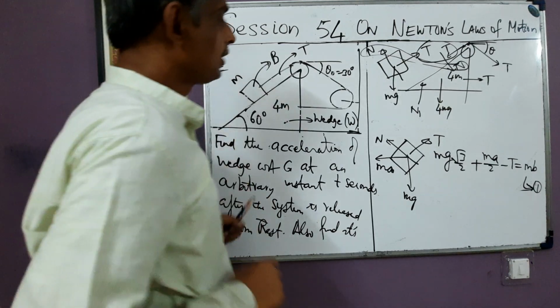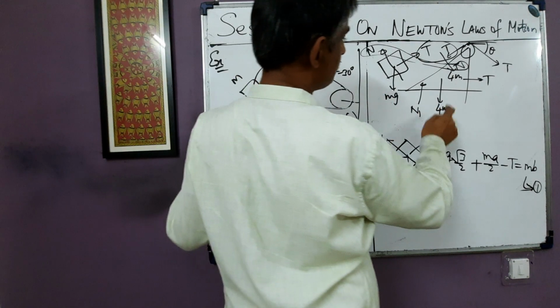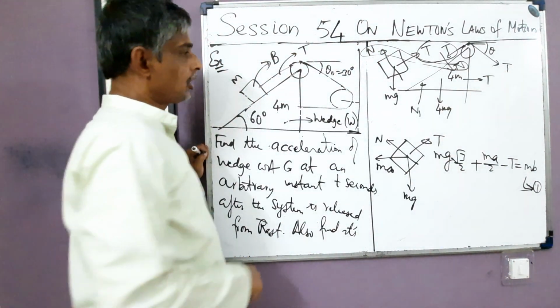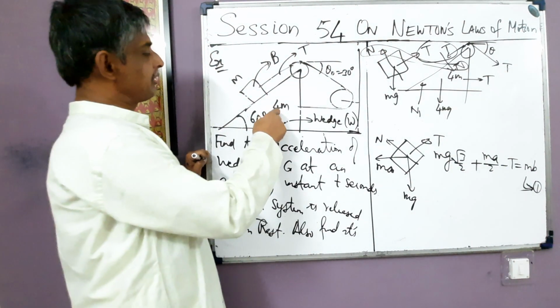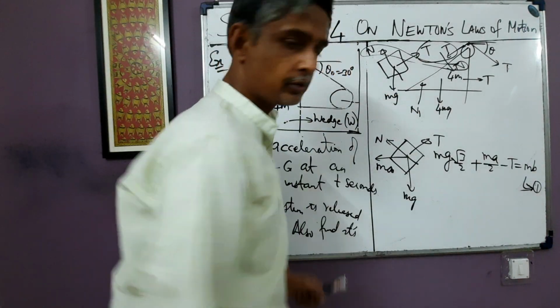Okay, fine. Now the external forces on wedge plus block are what? Mg, N1, 4mg, T and T. These are the only external forces. Now we have to write down the combined equation of motion of wedge plus block in this direction. Okay, so I'll write this one also.